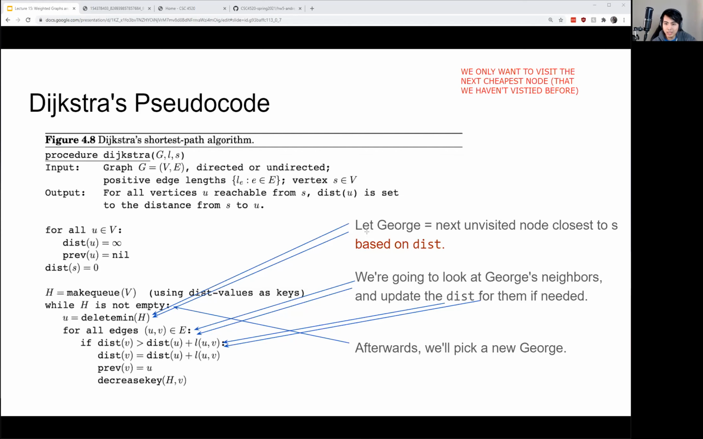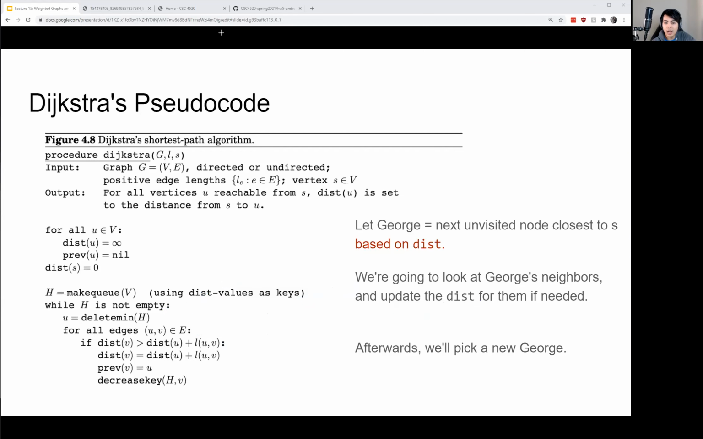So what I want you to realize is that when George is the next unvisited node based on distance, that's the same as saying, give me the next smallest element out of my priority queue. When we look at all of George's neighbors, that's this for loop here where we look at all the edges from George, which is U, to its neighbor, which is V. Now, if the cost to get to the neighbor is cheaper than the cost we had before, which is what this line says, then the distance is updated, the prev is updated, and we update the priority queue and resort it so that George will always be the next smallest thing that we have. All right.